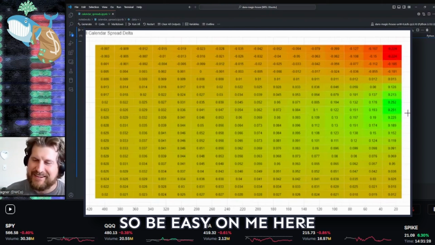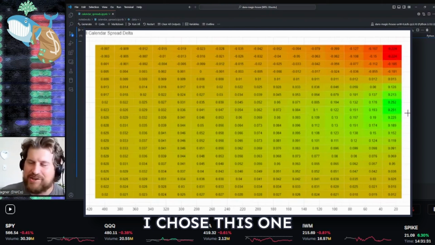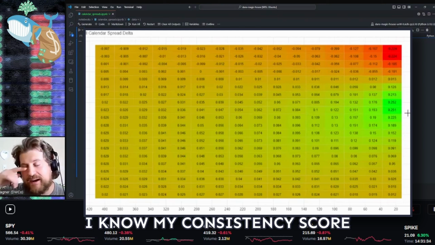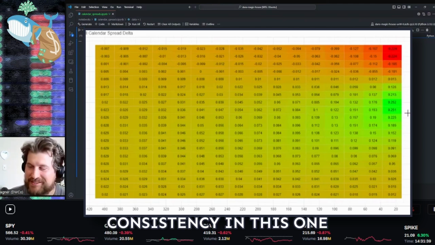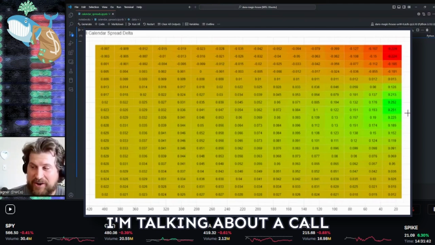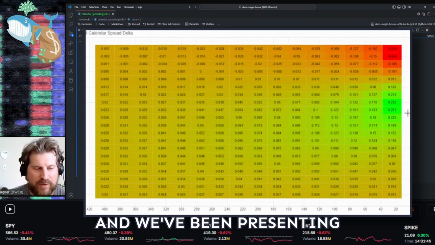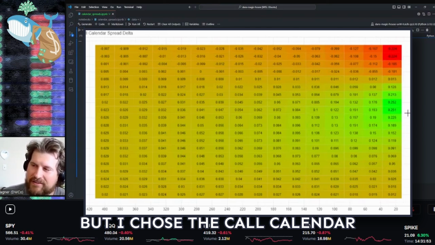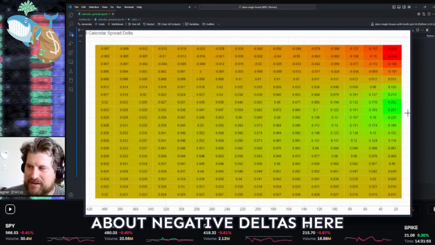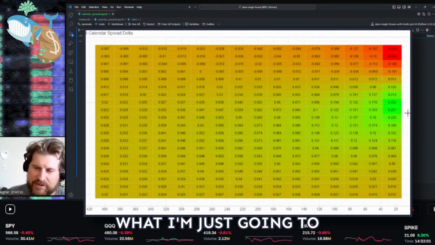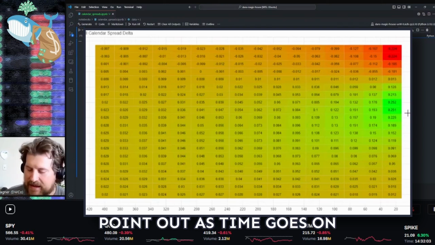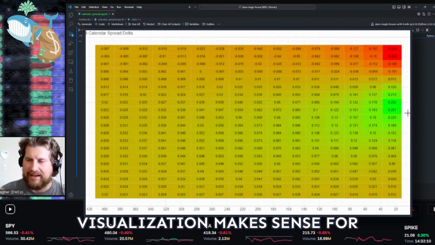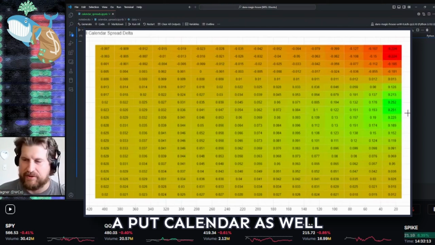So be easy on me here. And I chose this one. I know my consistency score, I'm getting an F for consistency in this one because I'm talking about a call calendar in this image, and we've been presenting on put calendars before, but I chose the call calendar to hopefully avoid any confusion about negative deltas here. And I think once you see what I'm going to point out as time goes on, this same visualization makes sense for a put calendar as well.